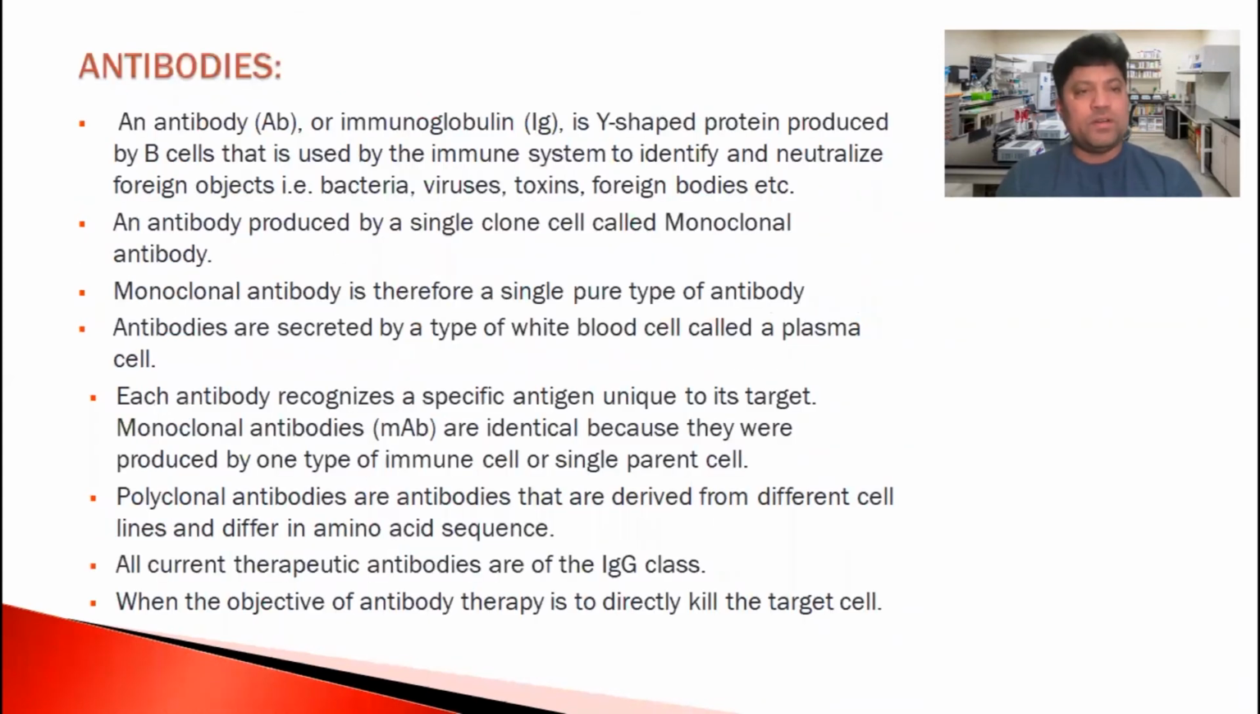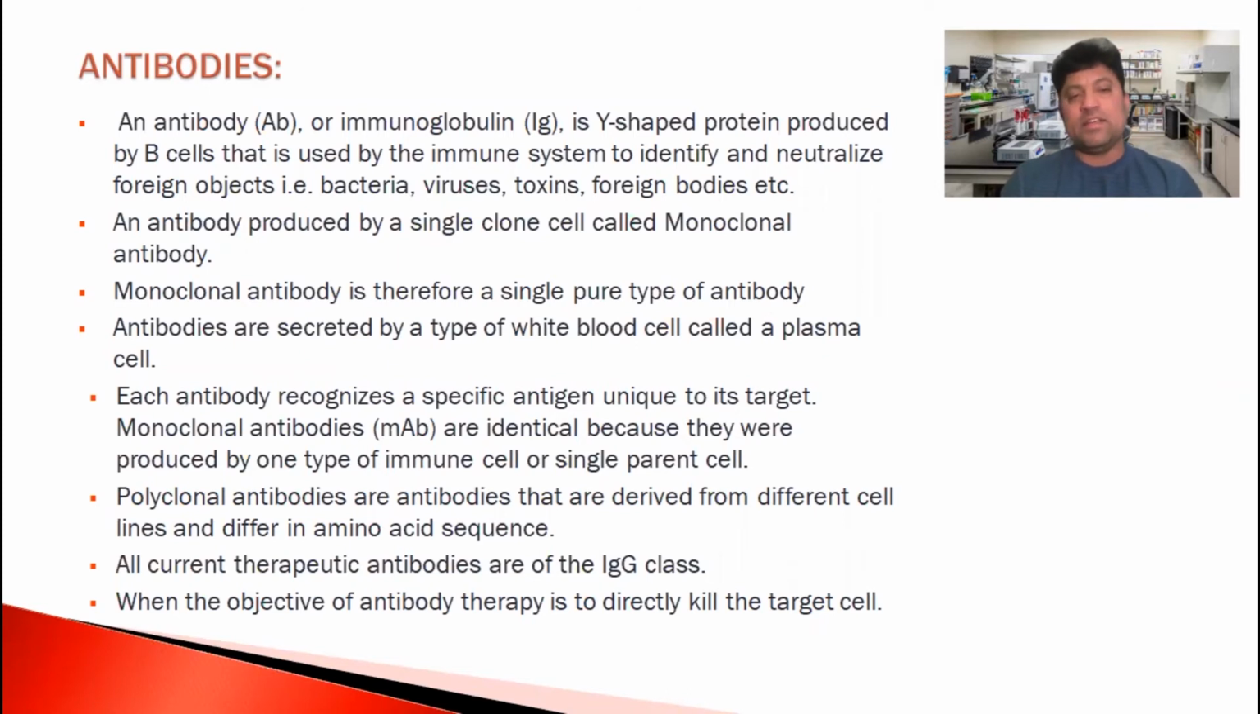Before moving forward, I would like to talk a little bit about antibodies. An antibody, or immunoglobulin, is a Y-shaped protein produced by B cells that is used by the immune system to identify and neutralize foreign objects like bacteria, viruses, toxins, or foreign bodies. An antibody produced by a single clone cell is called a monoclonal antibody. A monoclonal antibody is therefore a single pure type of antibody.